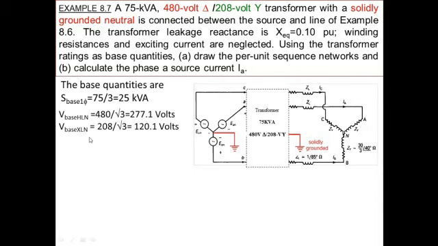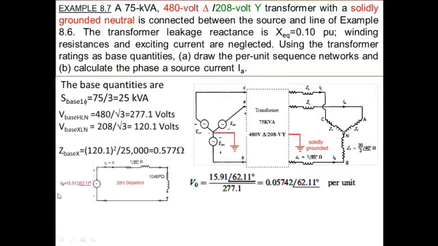Similarly, V base for the lower side is the 208 volt divided by √3, 120.7 volt, and the Z base. The Z base we can derive by using the S base and the V base.